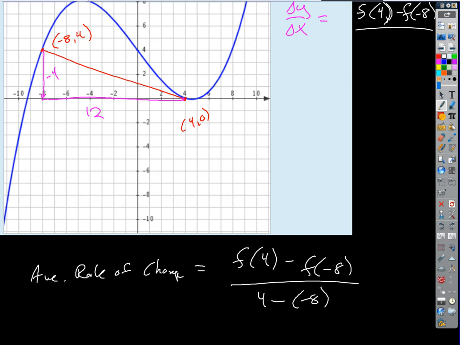So you guys are claiming it should be 4 minus 0, right? That's not right. What is f of 4? No, f of 4 is 0, right? What is f of negative 8? 4. That's giving us the rate of change, right?